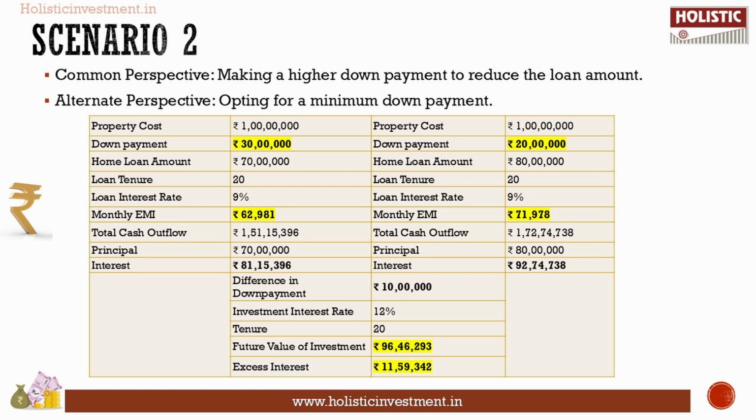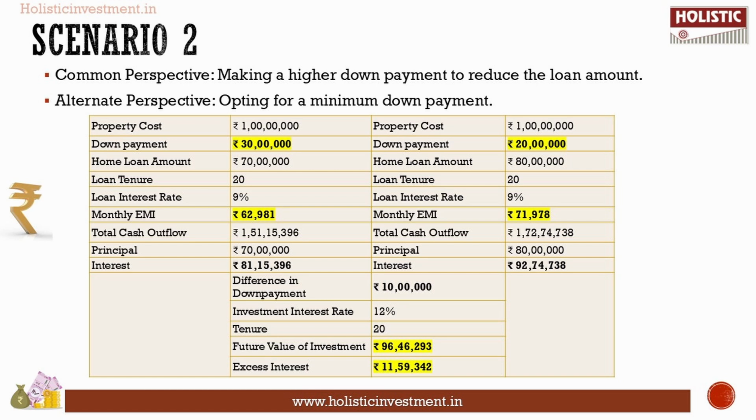over time. Consider a property worth rupees 1 crore, where you initially plan to make down payment of rupees 30 lakhs. This leaves you with a loan amount of rupees 70 lakhs, resulting in an EMI of rupees 62,981 over 20 years at an interest rate of 9%. Now, instead of paying rupees 30 lakhs upfront, if you reduce the down payment to rupees 20 lakhs and invest the remaining 10 lakhs, your EMI will increase to 71,978.